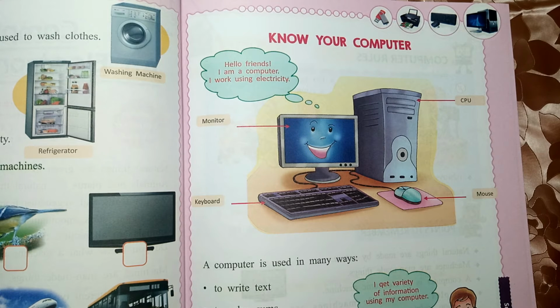Okay. You learn the spelling of these words, which is monitor, M-O-N-I-T-O-R. Okay, is that clear? Keyboard, K-E-Y-B-O-A-R-D. Keyboard, CPU, mouse, M-O-U-S-E. Mouse. Hello friends, I am a computer.